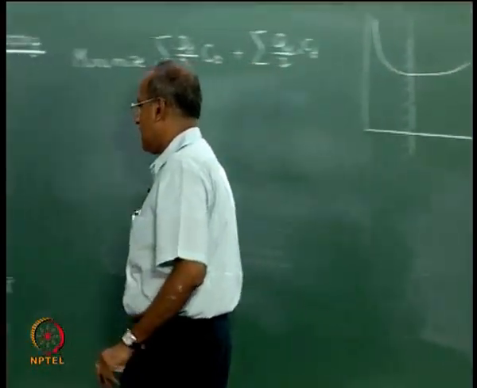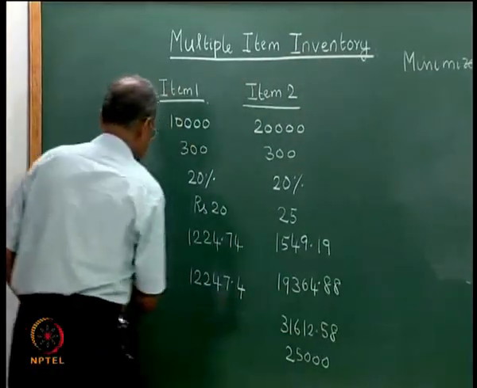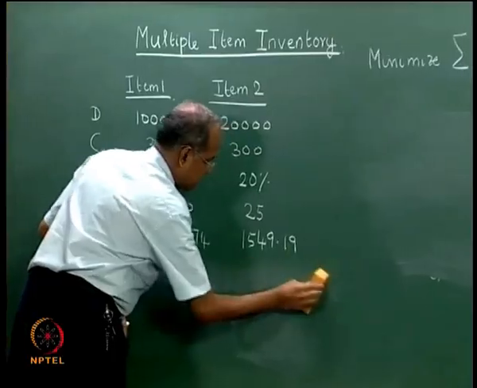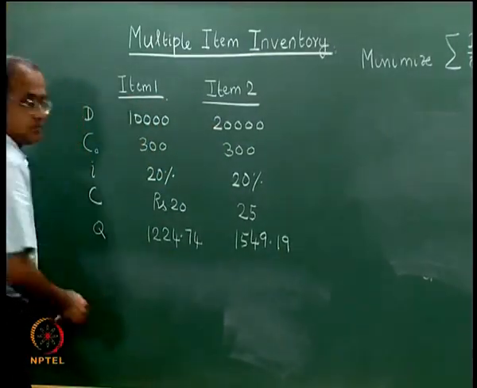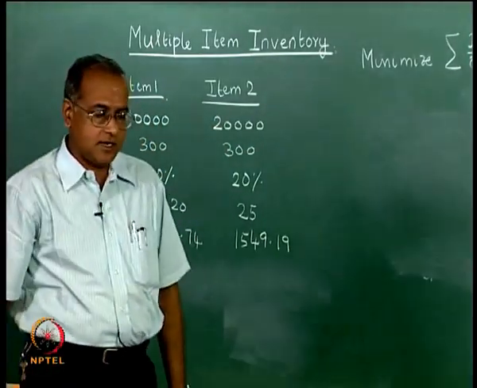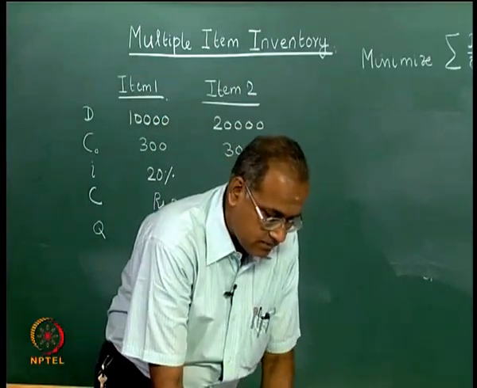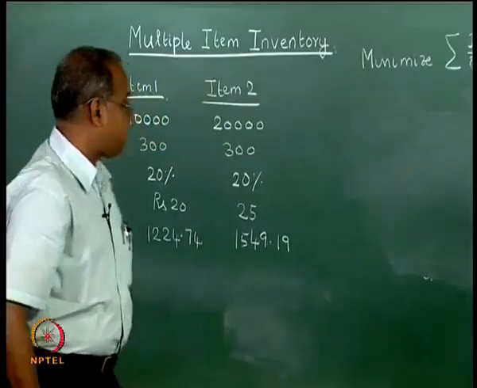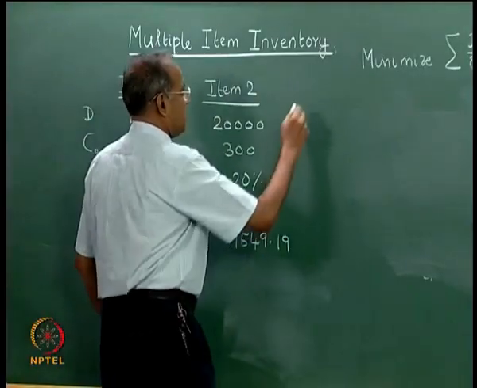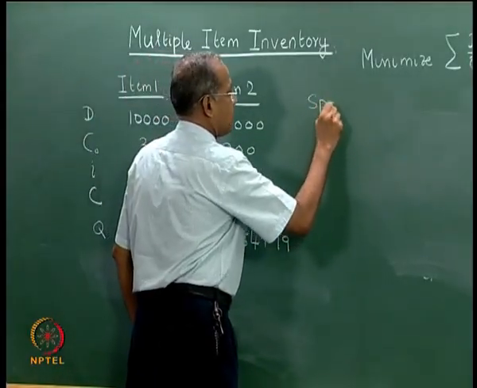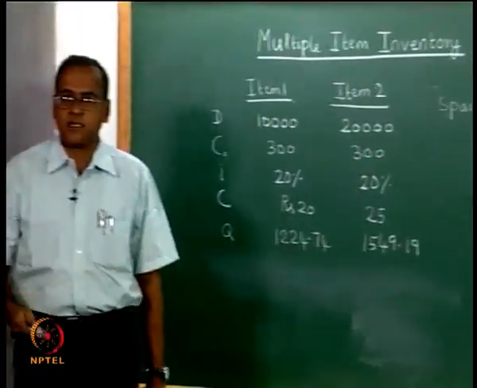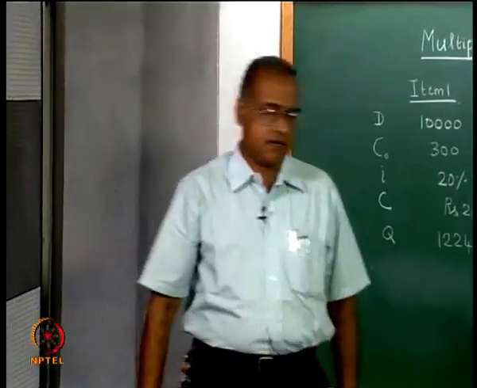Now let us look at a third type of constraint, where we place a restriction on space. Let us assume that there is a space restriction to store the items.